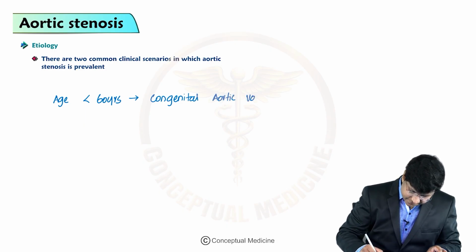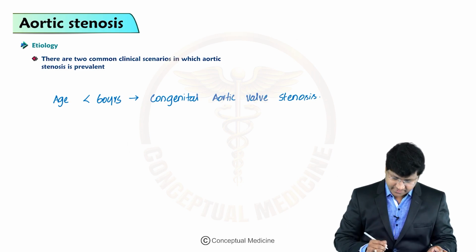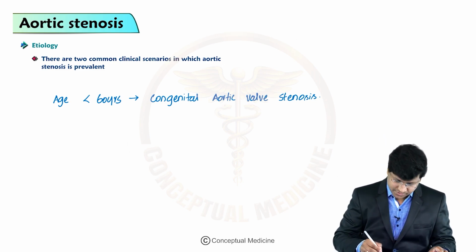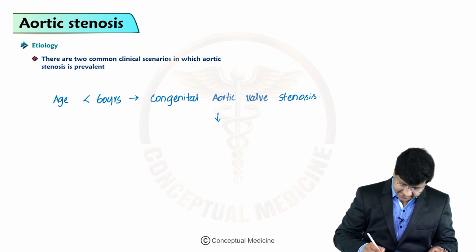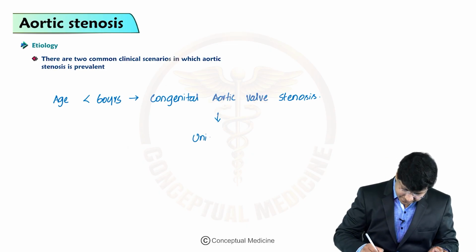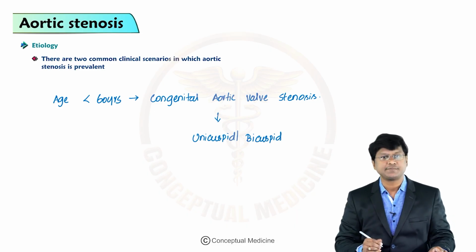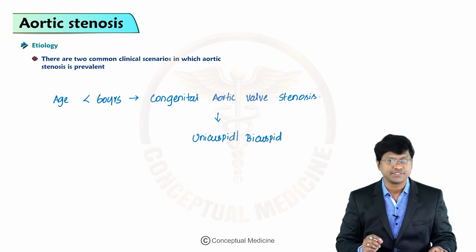It will be congenital aortic valve stenosis. And this congenital aortic valve stenosis is either a unicuspid or bicuspid valve aortic stenosis.